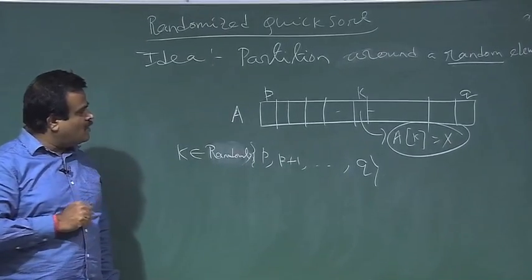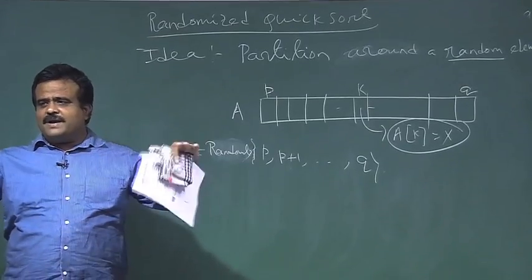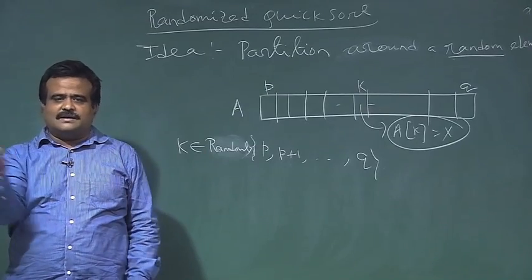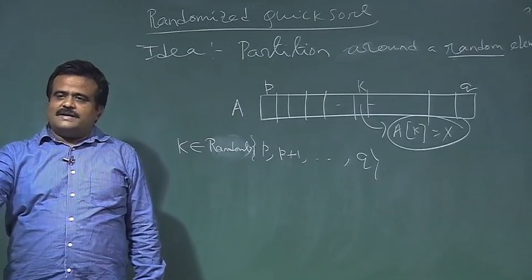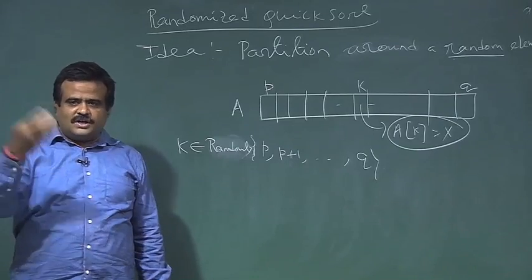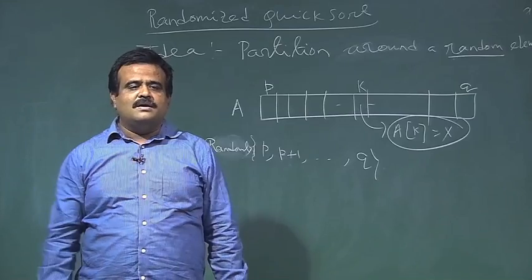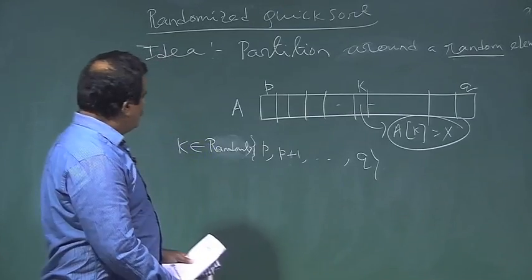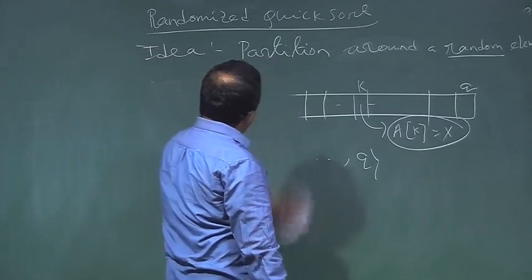So we choose the pivot randomly among this set. We have n elements, and any one of them can participate as the pivot. That will be decided at run time. At run time we generate a random number, based on that we choose an index, and that A[k] will be the pivot element. So this is the idea of randomized quicksort.